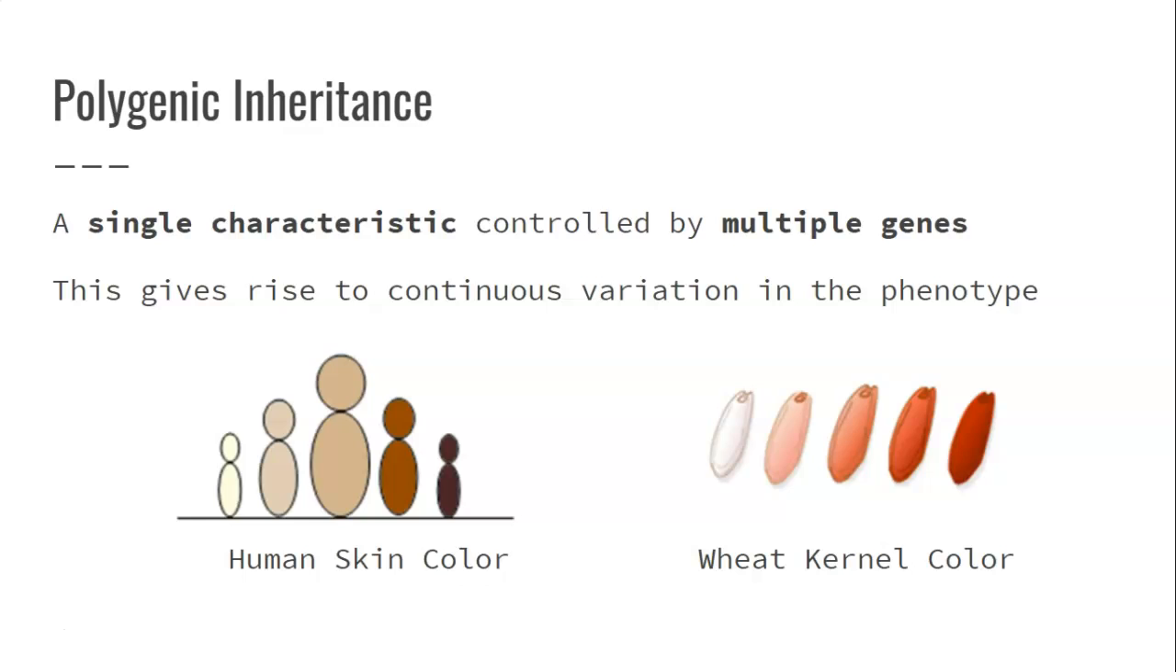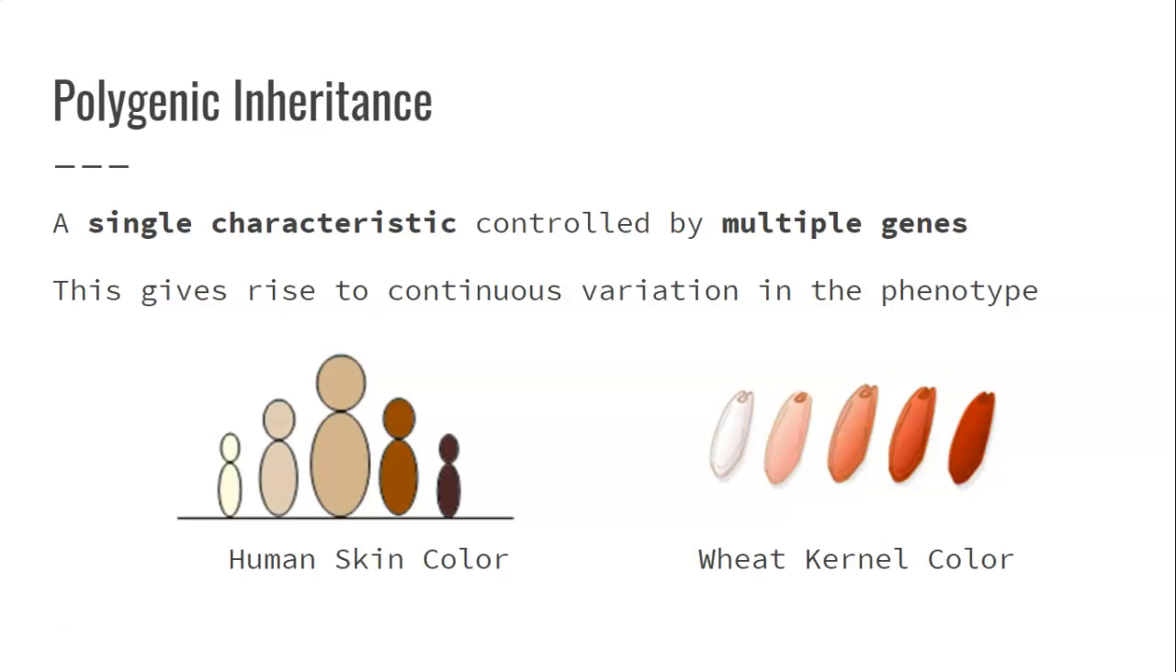Polygenic inheritance is a single characteristic that's controlled by multiple genes. This gives rise to continuous variation. What that means is continuous means that there's more than just two options, right? Sometimes when we think of genetics, there's always a dominant and a recessive trait, and that's it. In continuous variation, there's all shades of specific colors.